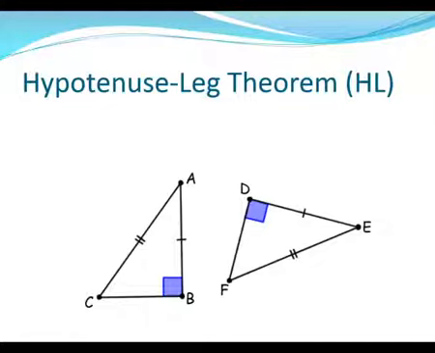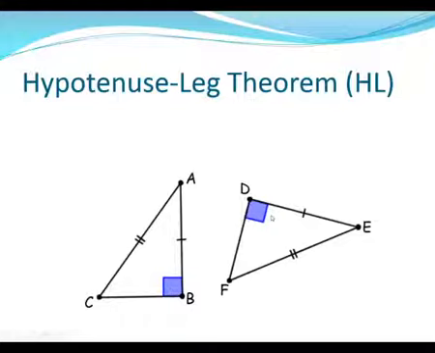Okay, and it's called the hypotenuse leg theorem. Hypotenuse leg. Guys, so if we have two right triangles and we know one leg is congruent as well as the hypotenuse, then that is enough information to show that triangles are congruent. But let's take a closer look at this. So we know if these two are right angles that all right angles are congruent. So angle B and D are congruent.